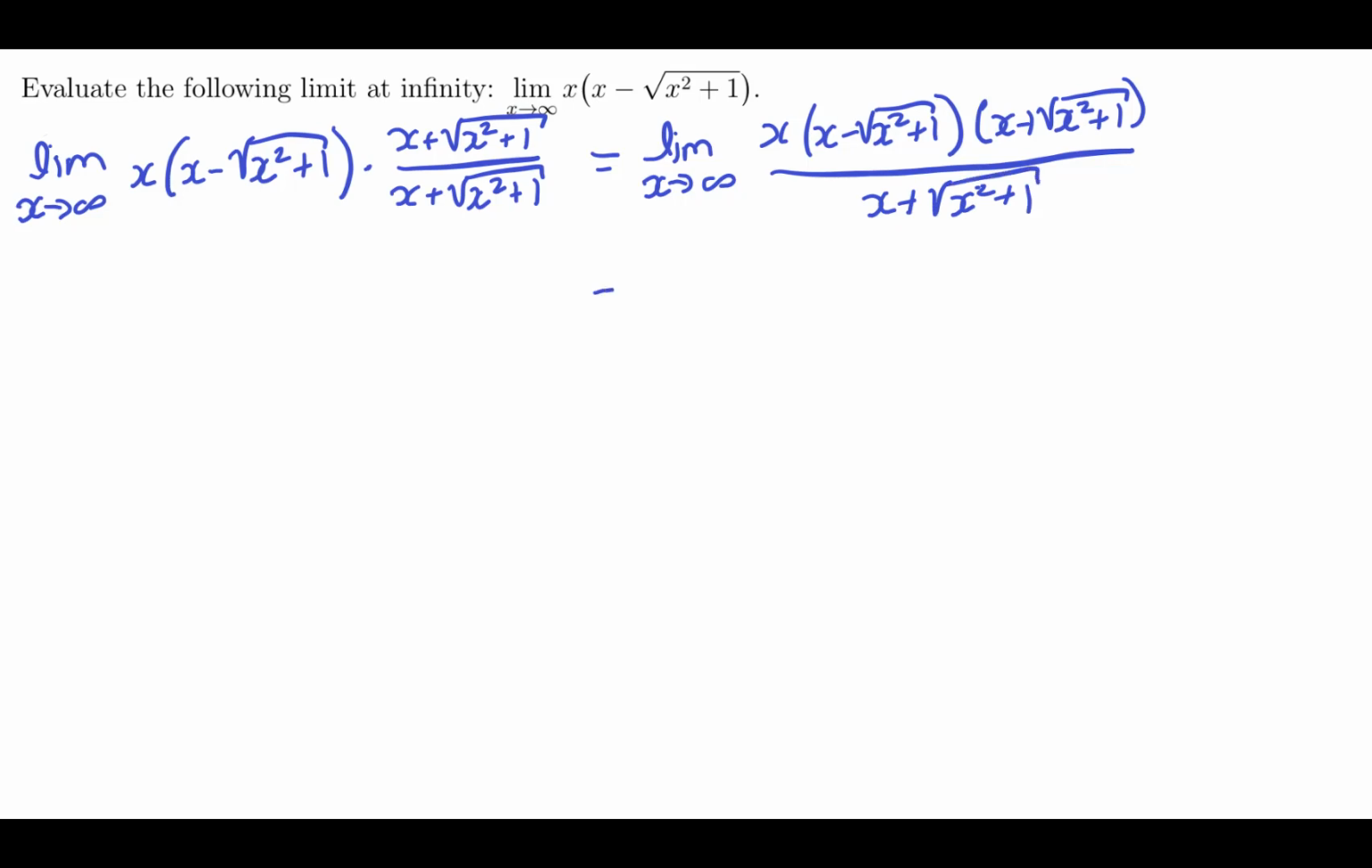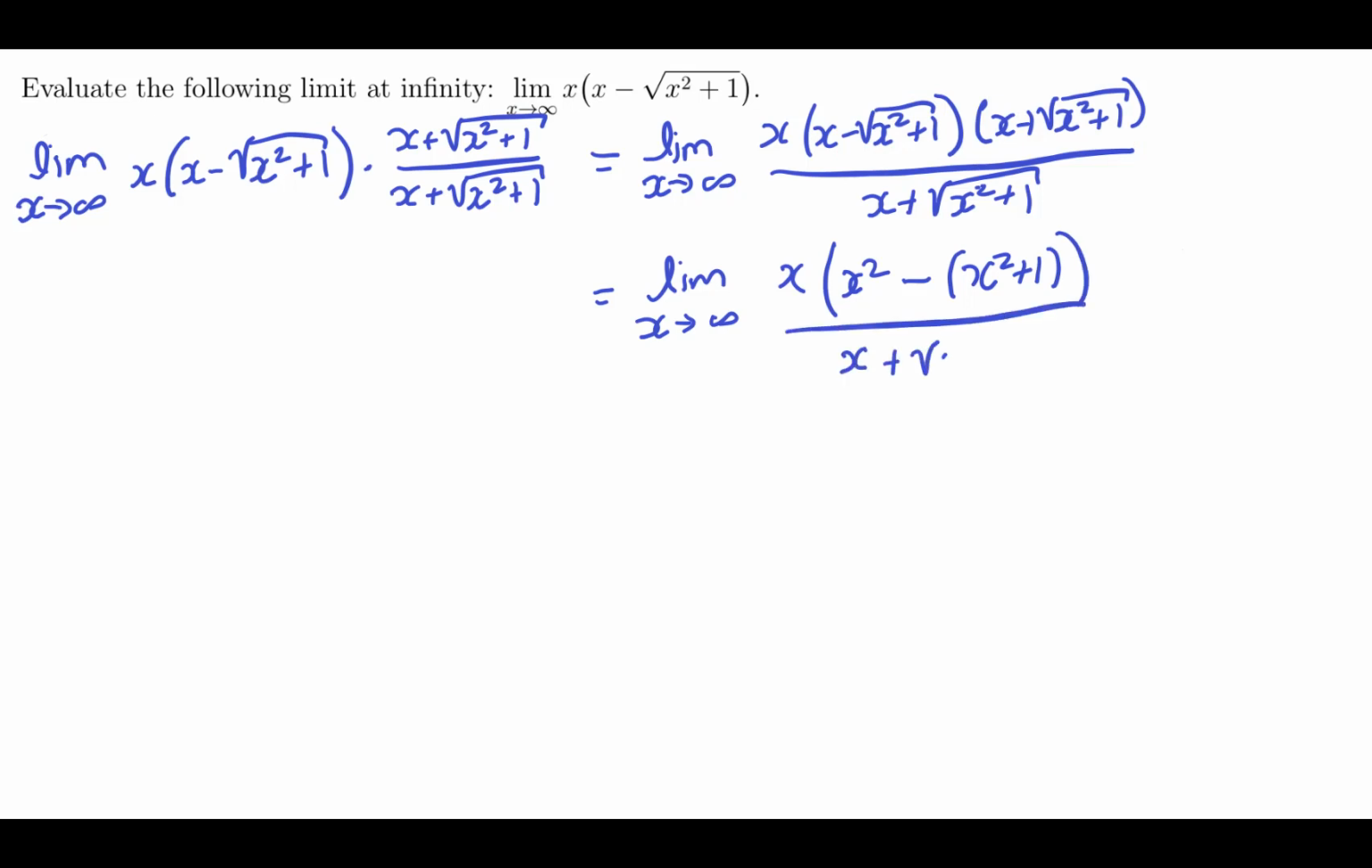Okay, now let's expand out the numerator. So this is equal to the limit as x tends to positive infinity of x multiplied by (x squared minus x times square root of x squared plus 1 plus x times square root of x squared plus 1). So these terms cancel, and our final term is minus (x squared plus 1). Our denominator is going to stay the same, and so we have x plus square root of x squared plus 1.